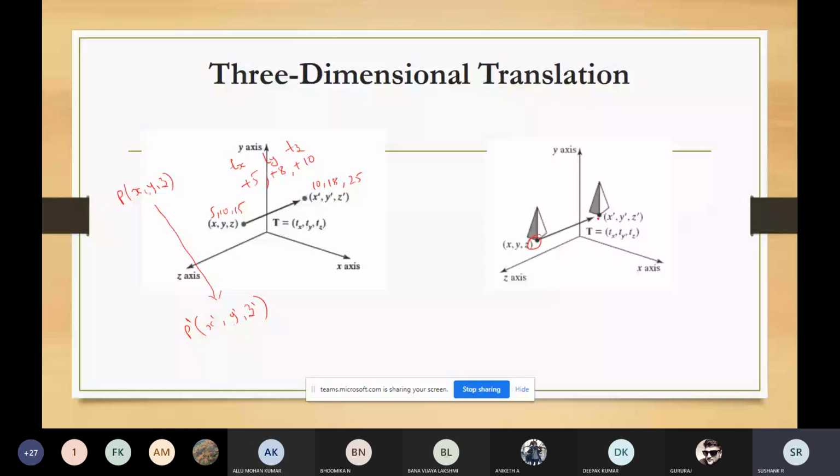See all these points, all these lines. For each point, they'll calculate the new value, and the corresponding pyramid will be constructed there. For this point also, this point will be translated to move to this position, and this point will be translated to go to the new position, like this.